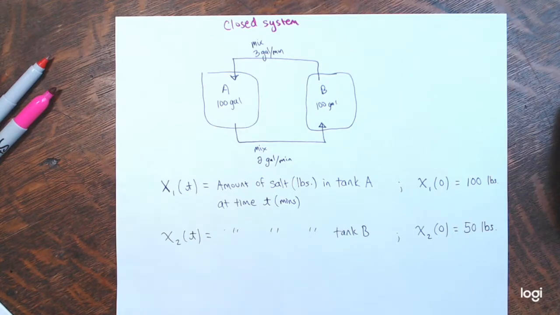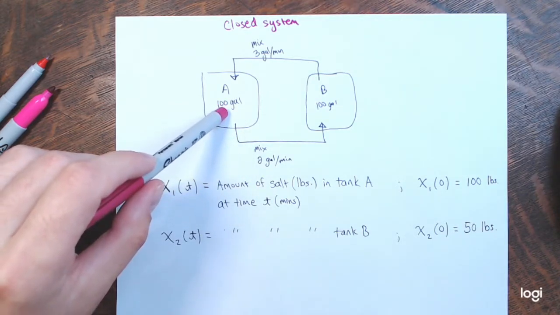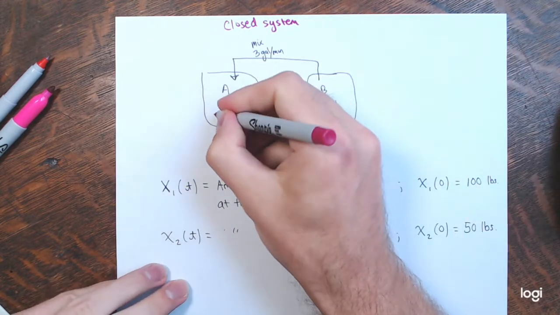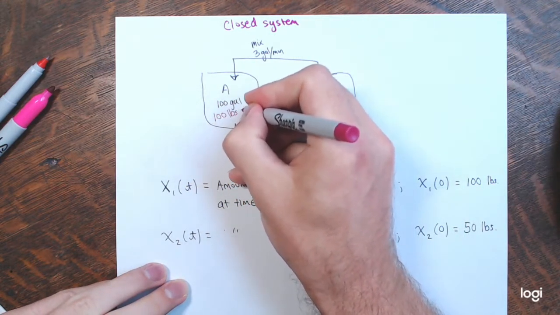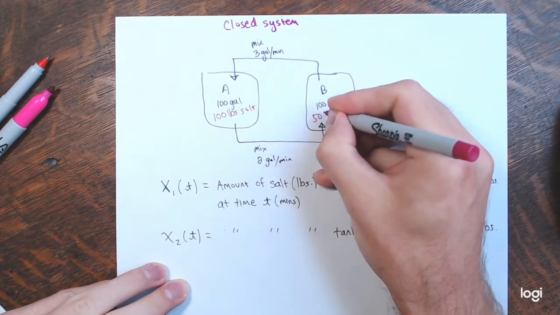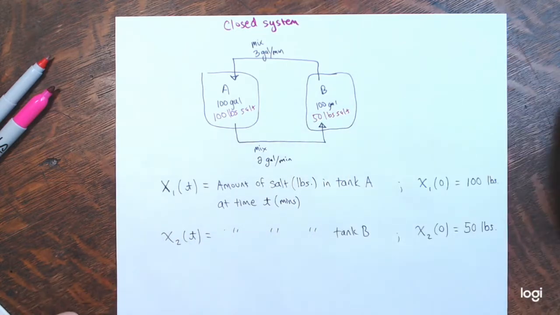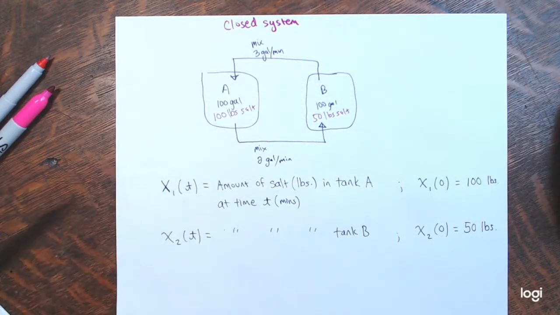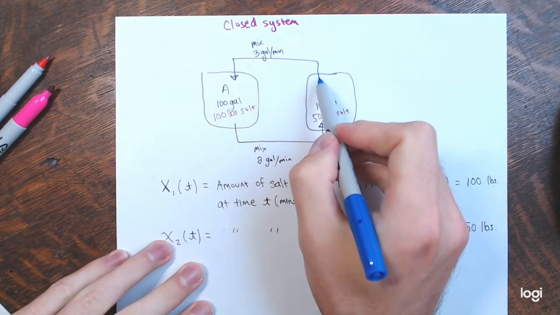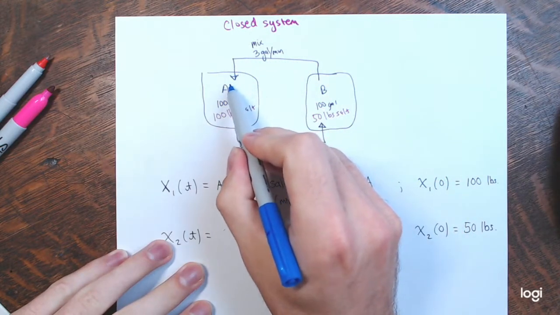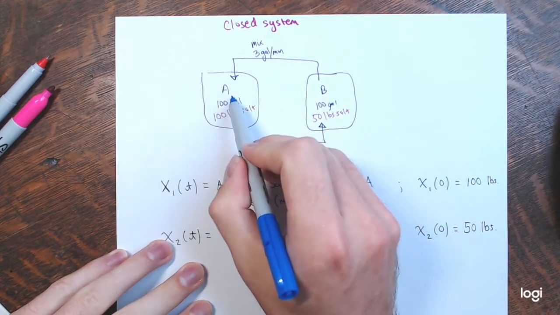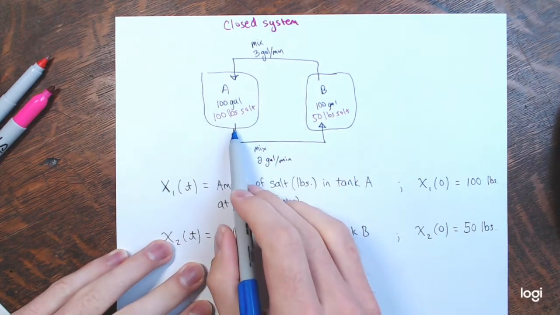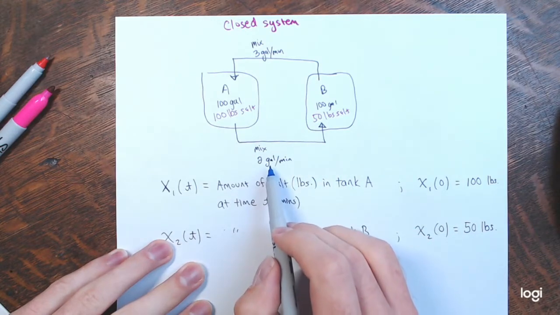So to start with, there's 100 pounds of salt in this tank, and there are 50 pounds of salt initially, right, in tank B. And then the mixture's flowing in this closed system. Now you may notice something. The mixture from tank B is flowing into tank A at a rate of 3 gallons per minute, whereas the mixture from tank A is only flowing out into tank B at 2 gallons per minute.